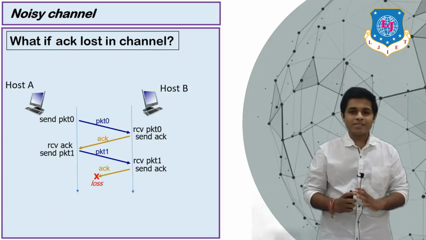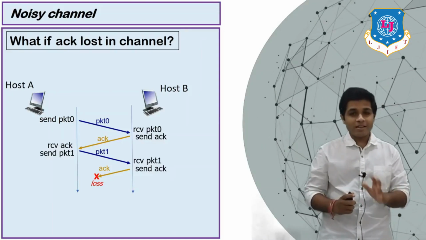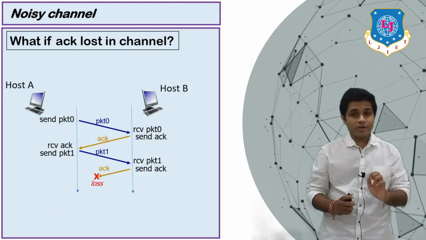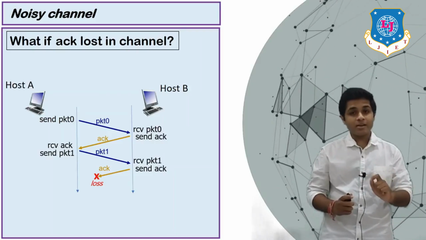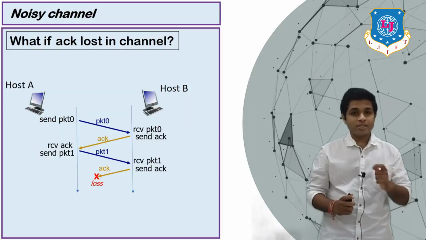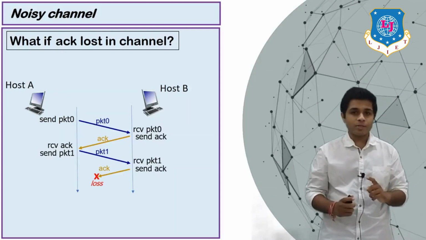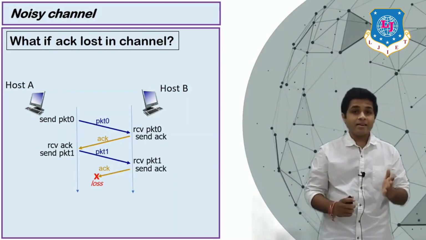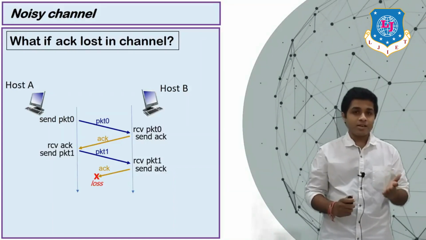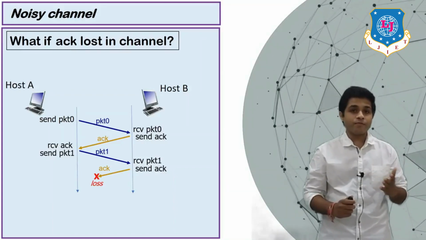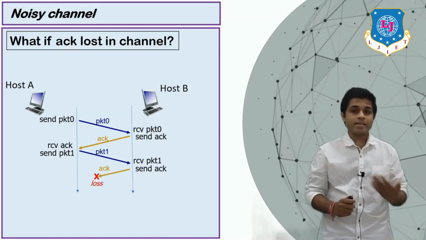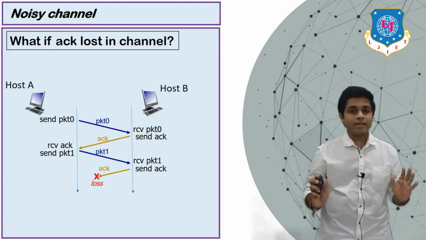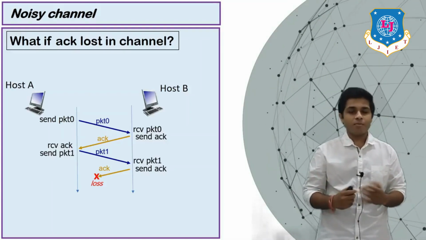Now this acknowledgement is lost in the channel. Now you can clearly understand that B doesn't know that its acknowledgement is lost. So B is waiting for packet 2 because it is expecting that okay, I have sent the acknowledgement, so now A will send the packet 2. And A is waiting for acknowledgement because A knows that it has sent the packet 1, so it is waiting for acknowledgement so that it can send the next packet. So both devices are now in infinite waiting time, and there is a problem in the communication.